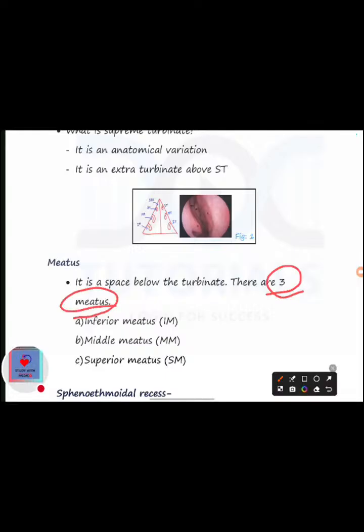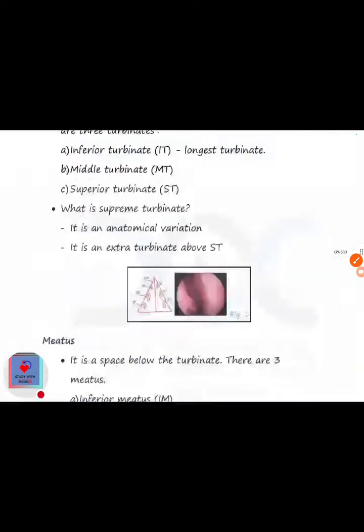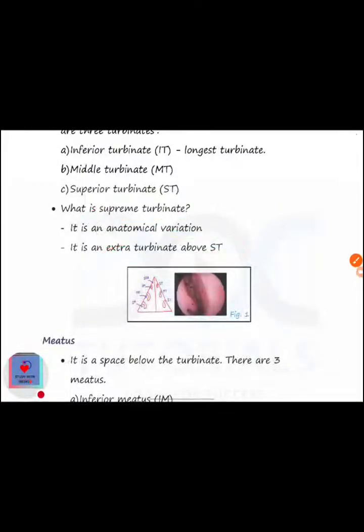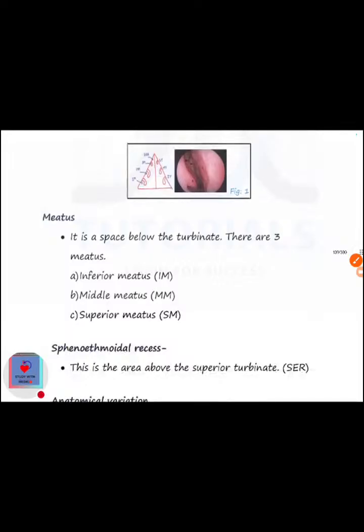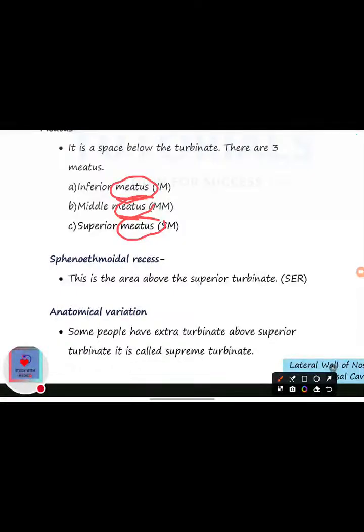In some people, there is a supreme turbinate, an extra turbinate above the superior turbinate. We were calling the area below the turbinates the meatus: inferior, middle, superior meatus. But below the supreme turbinate, we call it the sphenoethmoidal recess.